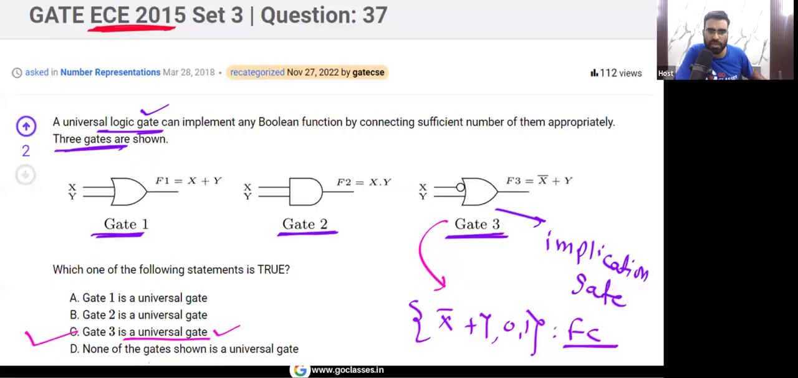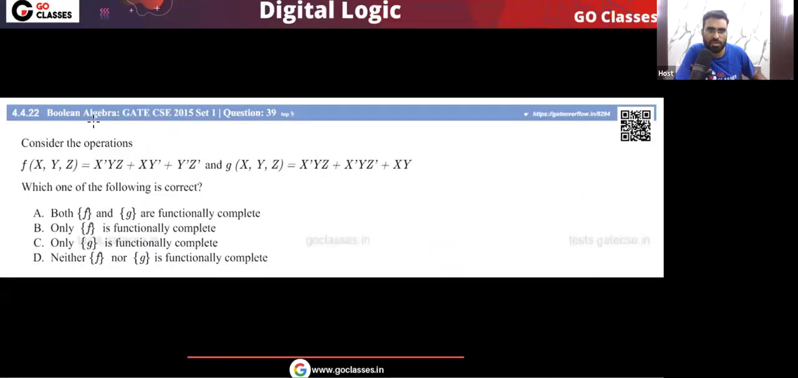I am showing you all the GATE exam questions. Here you can use 0, 1. Very simple. Now let's see this question. In this question, can you use 0, 1? Just tell me. Here you cannot use 0, 1. Yes or no? Here we cannot use 0, 1.